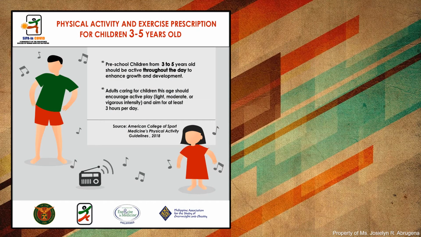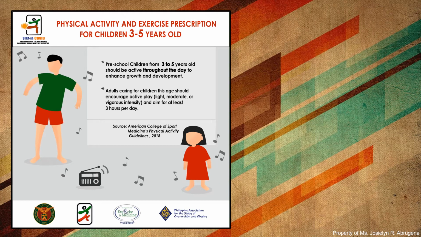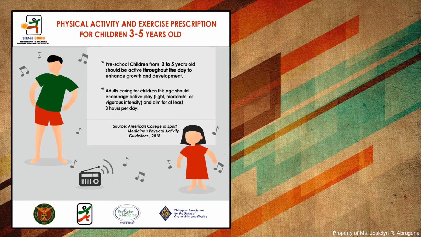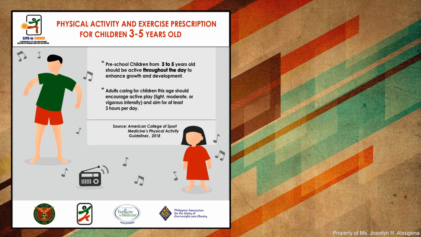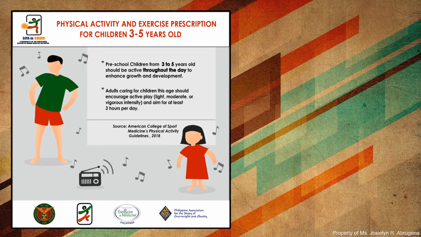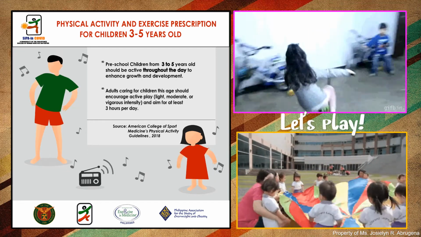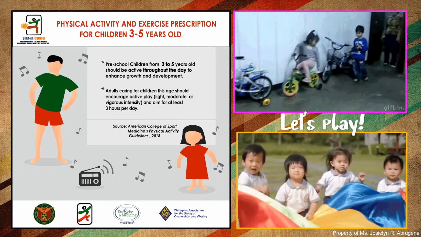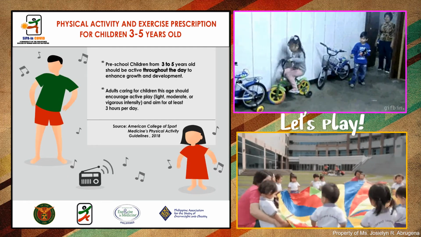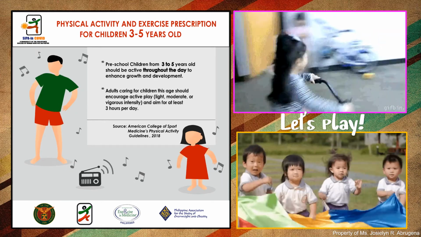Physical activity and exercise prescription for children 3 to 5 years old. School children 3 to 5 years old should be active throughout the day to enhance growth and development. Adults caring for children of this age should encourage active play from light to moderate or vigorous intensity and aim for at least 3 hours per day.